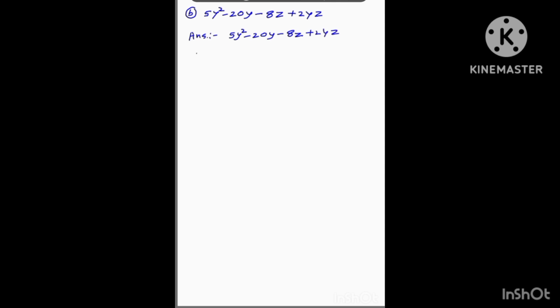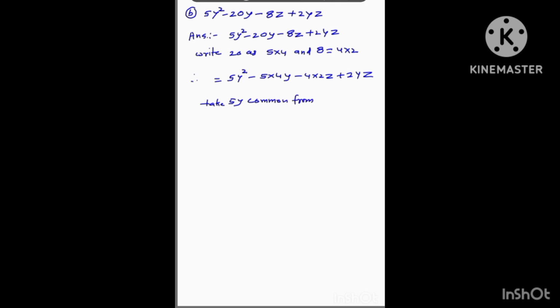Now if you look at it, you can observe that 20 can be written as 5 into 4 and 8 also can be written as 4 into 2, and that can solve your problem. So if you look for such factors, that will be very easy. So I am writing it 5y square minus 5 into 4y minus 4 into 2z plus 2yz. Take 5y common from the first two terms and 2z common from the second two terms.